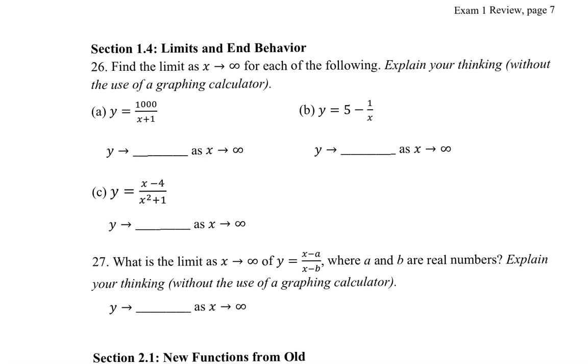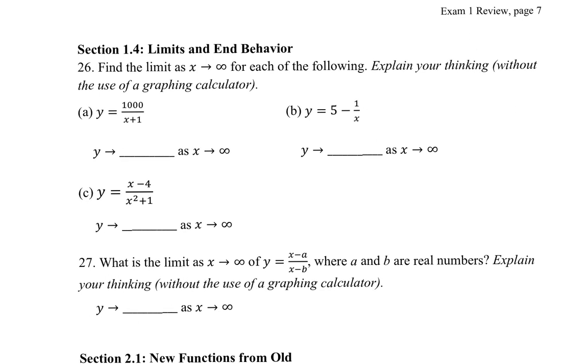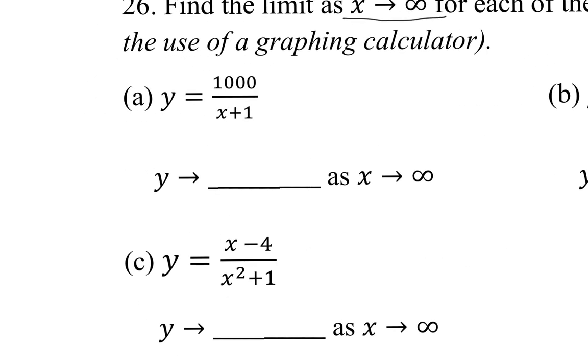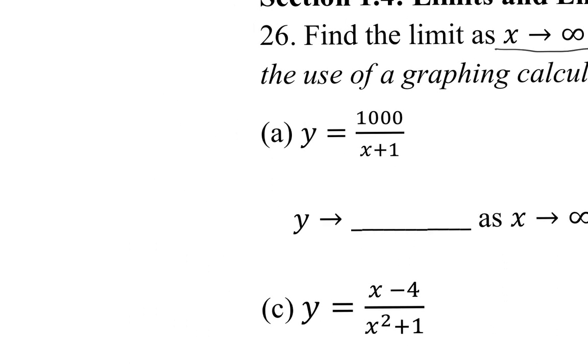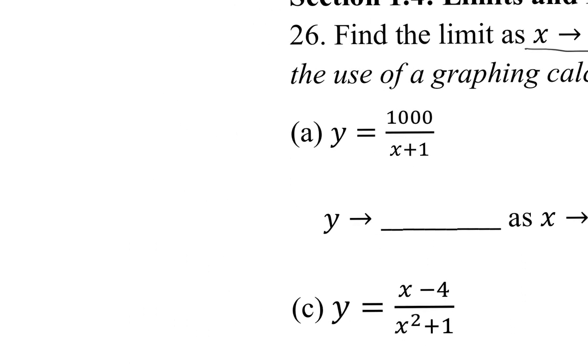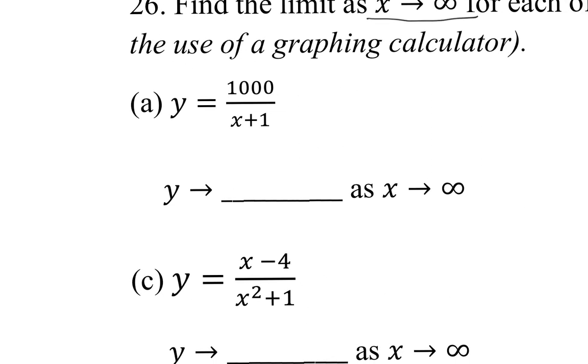So for question 26, we want to find the limit as x approaches infinity for each of the following. We're supposed to explain our thinking and not really use a graphing calculator. So on this first one, as x is getting really large, this 1,000 is going to stay the same. This 1 isn't really changing. But if x was like 1 million, 1 billion, a trillion, this whole fraction is going to keep decreasing because x is in the denominator. We're dividing by larger and larger numbers. So y is going to decrease down to 0.